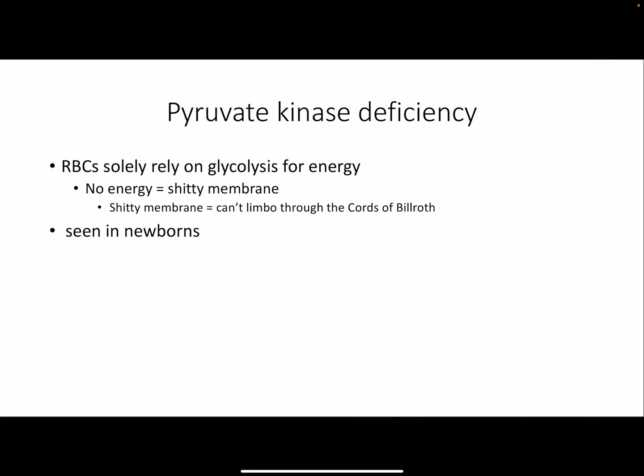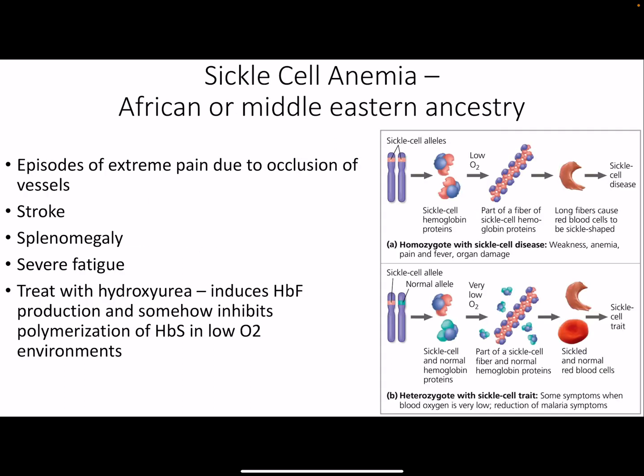So pyruvate kinase deficiency: red blood cells rely on glycolysis for energy, and if you don't have ATP, you can't generate energy. Pyruvate kinase is the last enzyme in glycolysis, so you're going to have insufficient energy production. And if you don't have enough energy, you can't maintain your membrane. And if you don't have a membrane, you cannot do the limbo through the cords of Billroth, which means the spleen is going to eat you up, which is extravascular hemolysis. It's really common to be seen in newborns.